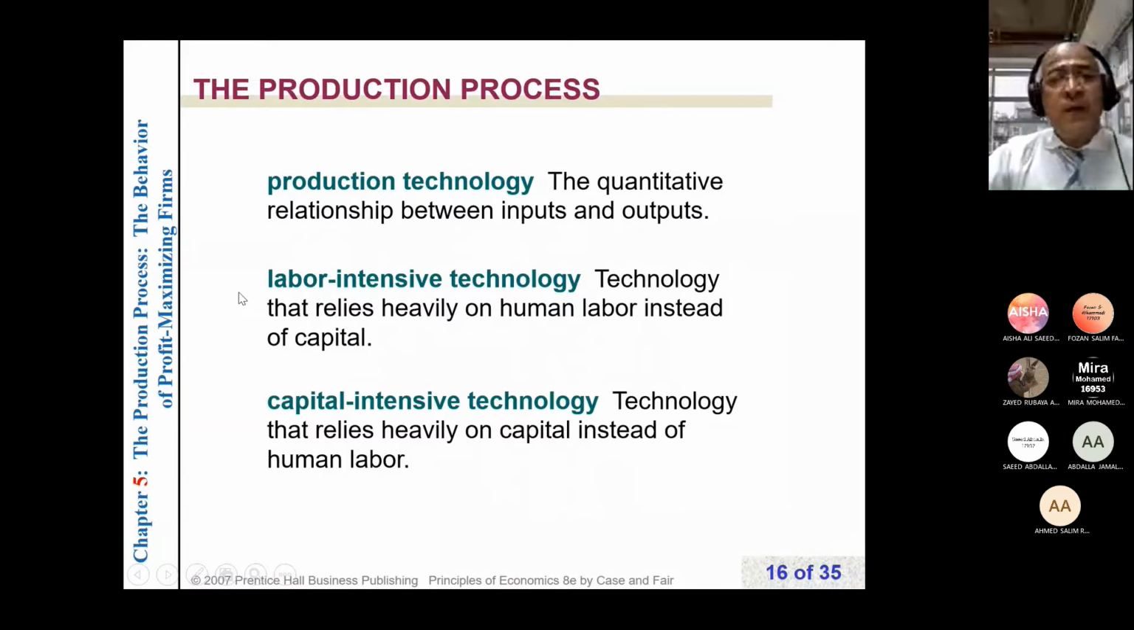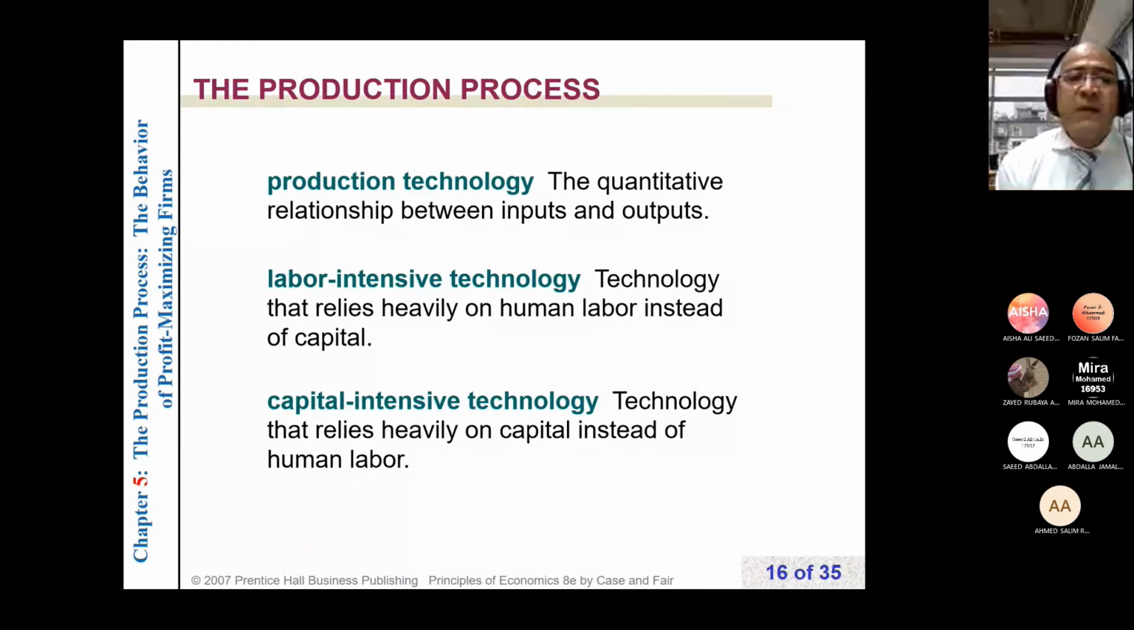We have two kinds of technologies. The first one is called labor intensive technology, and the second is capital intensive technology. So even if we are talking about 1,000 kilos of tomatoes per week, we can produce this amount by using labor intensive technology, using more units of labor and minor equipment. But with capital intensive technology, we can use more units of capital and fewer units of labor. It depends on the availability of resources in each society.